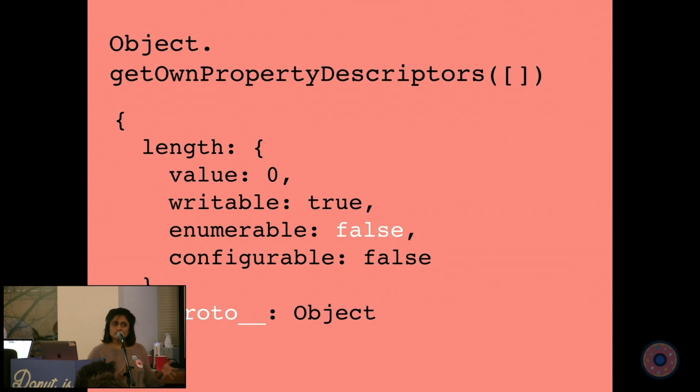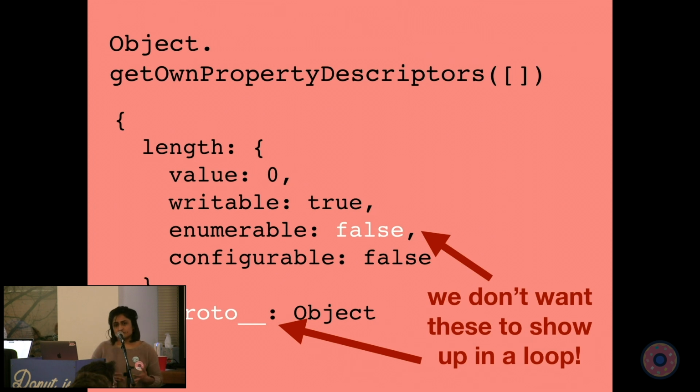But why is enumerable false? Well, if enumerable was true, then anytime you iterated over that array, length would show up. And you probably only care about the contents of the array, the properties within the array, not the length. And actually, the same goes for the prototype. We haven't really talked about this __proto__ thing, but if you call Object.getOwnPropertyDescriptors on any JavaScript object, you will see this prototype. And that basically is the parent object for whatever it is that you're looking at.